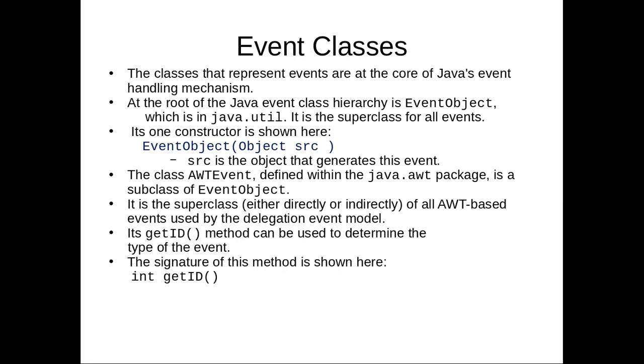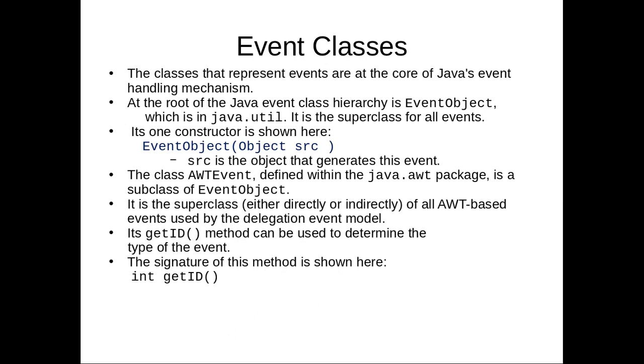Its one constructor is shown here, EventObject(Object source). That means the source has to be passed on to the EventObject, or the source is generating the event object. Source is the object that generates this event.